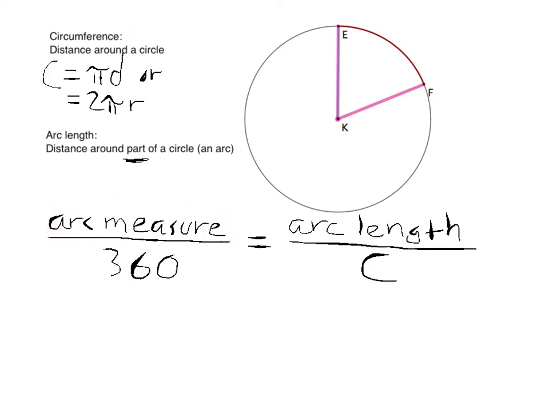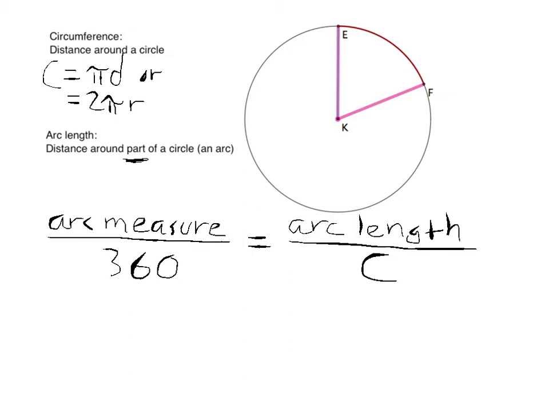And that should sort of make sense because the arc measure is the degrees for just my part of the circle. How many degrees is it here for EF? And 360 is the number of degrees around the entire circle. That should be equal to arc length, the distance around the circle from E to F, over the circumference, the distance all the way around the circle. So in both fractions we have part of the circle over the whole circle. It's just that in one fraction we're talking about degrees, in the other fraction we're talking about distance and length. So that's one way we can think about this.